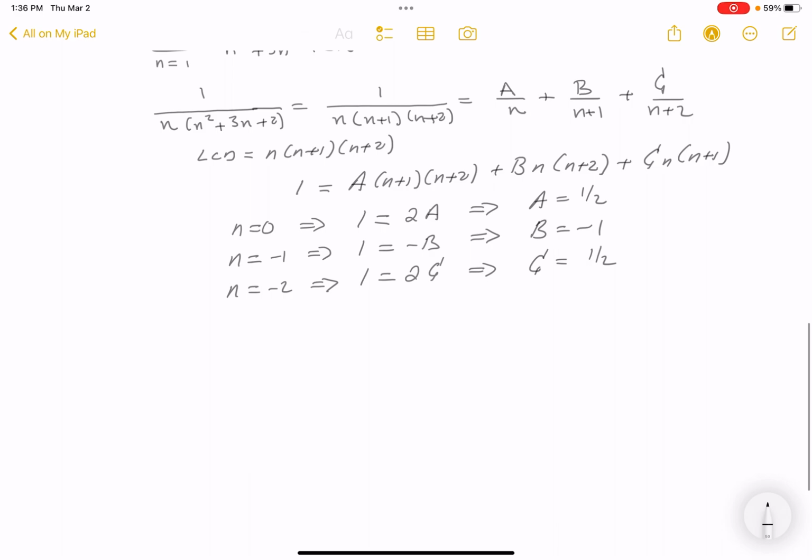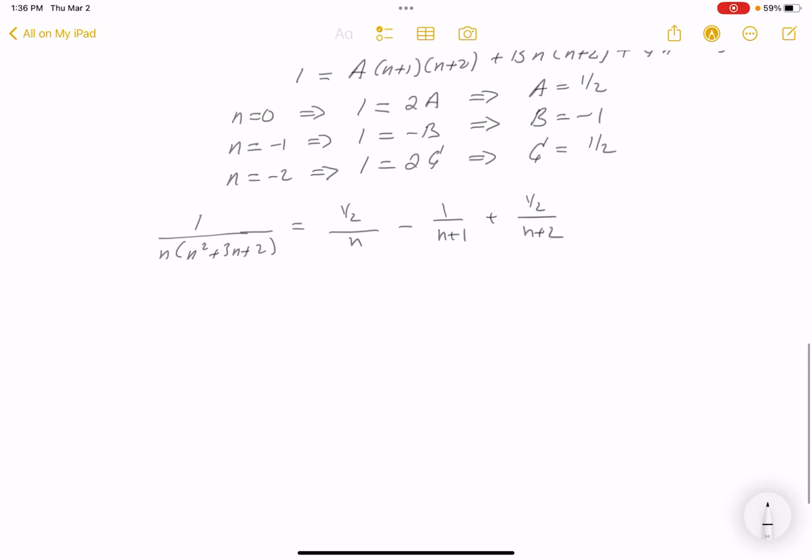I'll write this down for you. So I got this fraction over here. Whoops, sorry about that. I'll write it down as 1 over n squared plus 3n plus 2 is going to be equal to, let's see, a is 1/2. I'll write this over here as 1/2 over n. The b is minus 1, that's over n plus 1. And the c, that's 1/2 over n plus 2.